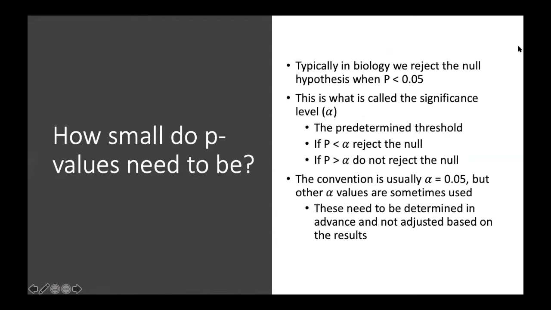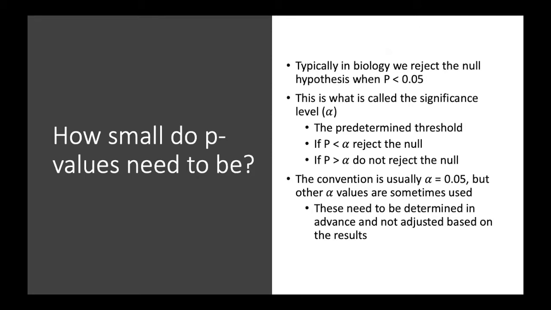So how small does p need to be before we reject the null? Well, typically in biology, we reject the null hypothesis when the p-value falls below 0.05. And this value of 0.05 that acts as a threshold for rejecting the null hypothesis is what's called the significance level. We determine this threshold ahead of time, and as I mentioned, it's usually 0.05, although not always. And if our p-value falls below our significance level, or alpha, we reject the null hypothesis. And if our p-value is greater than alpha, then we do not reject the null hypothesis.